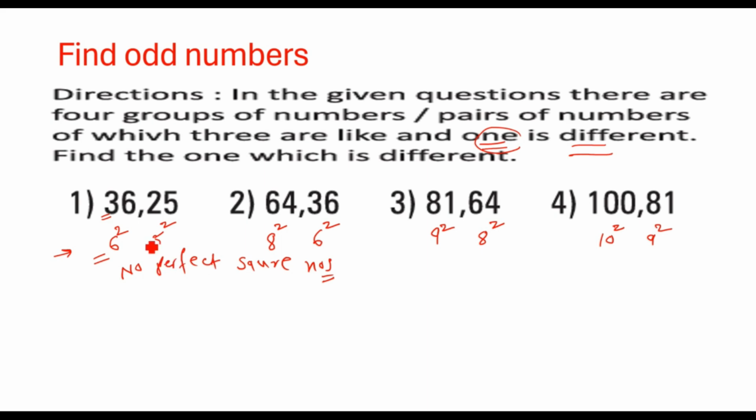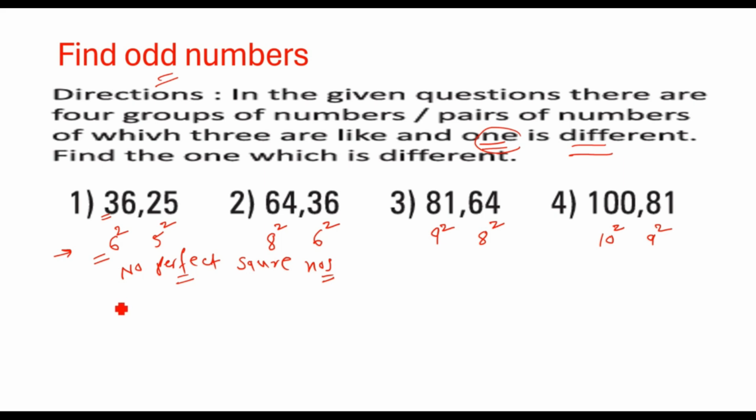A number whose square root is a whole number is called a perfect square number. In this sense, we cannot find the odd one out, and the question is that you have to find the odd one out. Then you have to apply another technique. What other technique is possible?